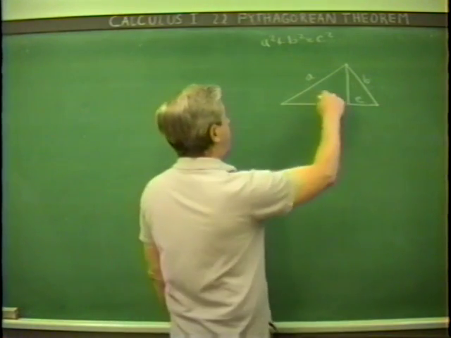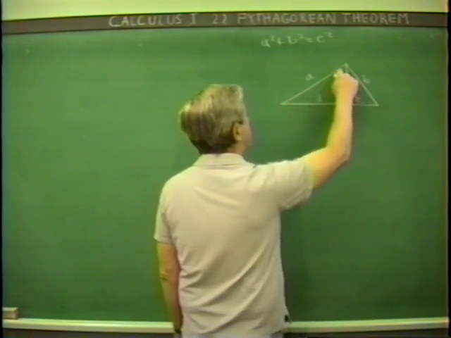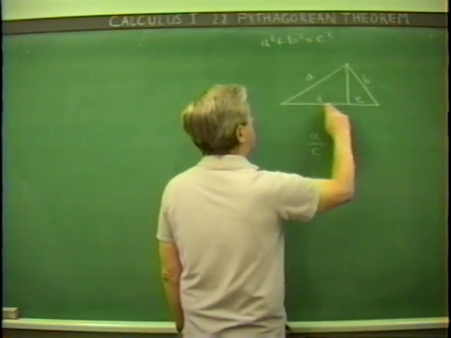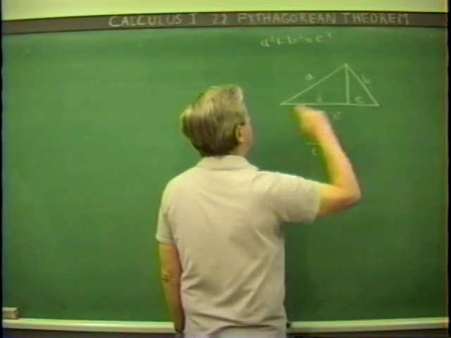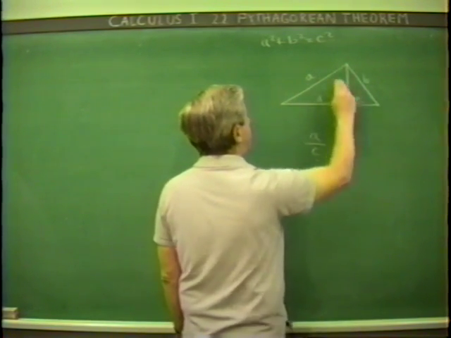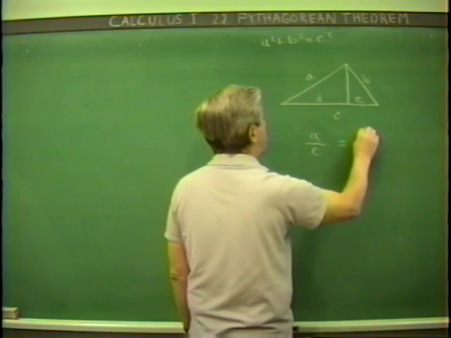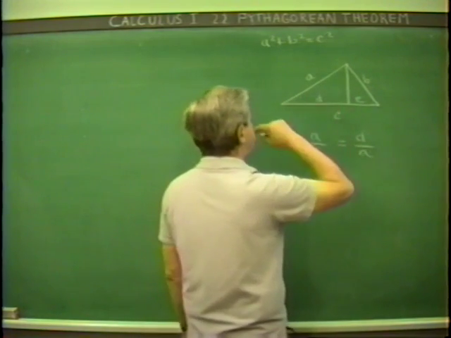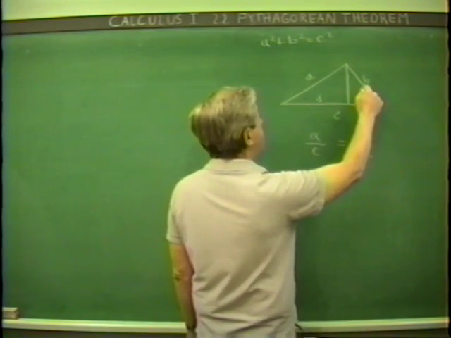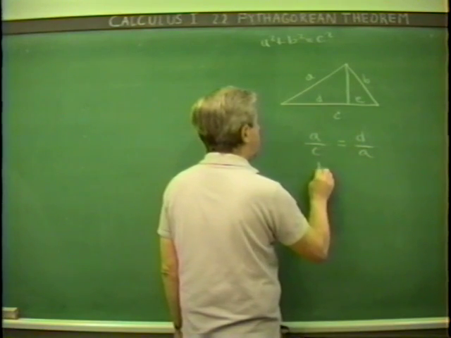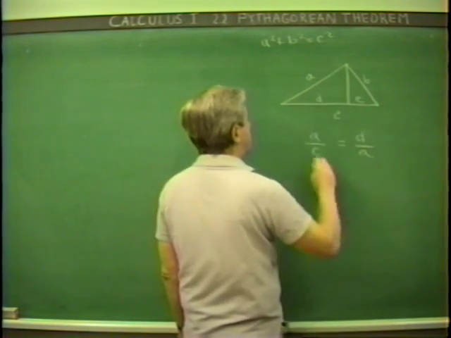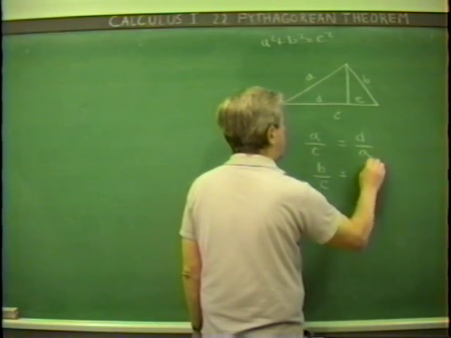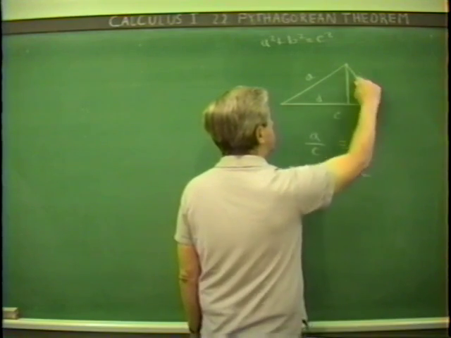That's to say, if we take the long side in the big triangle, A, its ratio to C, the hypotenuse of the large right triangle, is the same as the ratio of the long side of this triangle, D, to its hypotenuse, A. Similarly, B, the short side of the large triangle, is to C as E, the short side of this triangle, is to B.